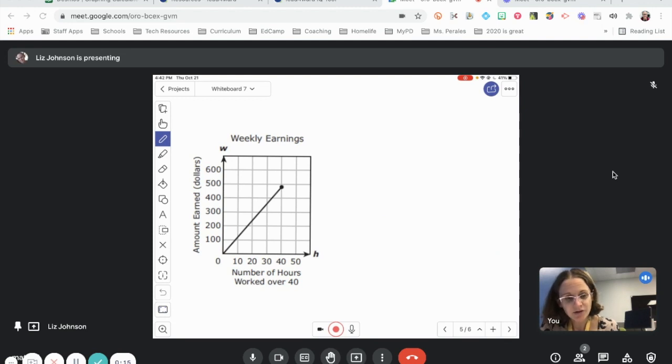And that's the case here too. This is showing how much money an employee makes based on the number of hours they work. Well, they start at 0, right? If they work 0 hours, how much money do they make? $0. And that's why our y-intercept here is 0. Because if I work 0 hours, I get $0.